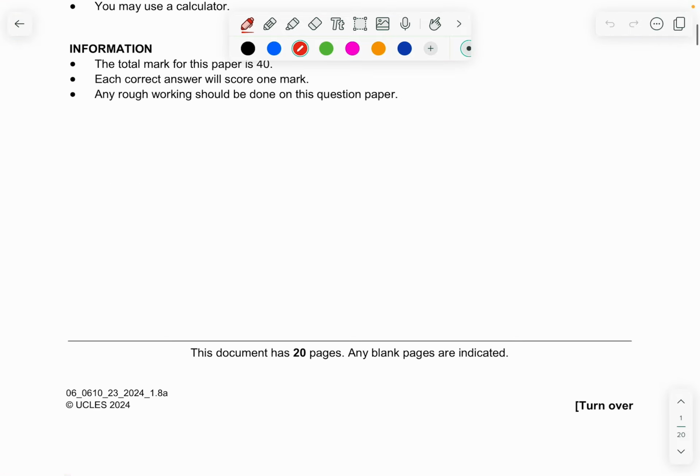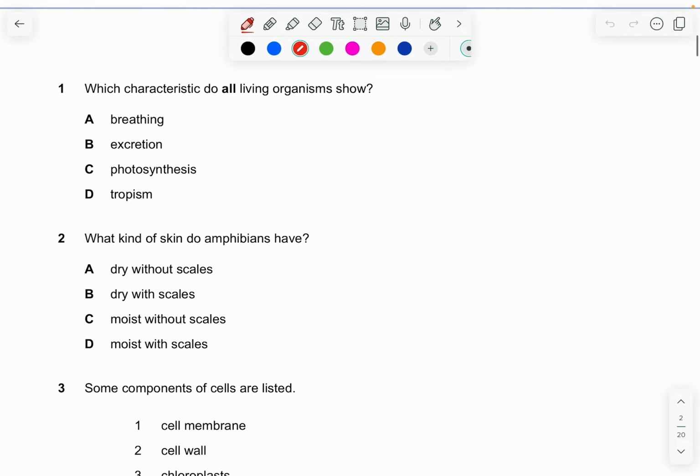So let's start off with the first question. Question number one, which characteristics do all living organisms show? This is a really easy question. It's just looking back at your Mrs Gren again, and then you try to find out whether it is part of it. So we have movement, respiration, sensitivity, growth, reproduction, excretion, and nutrition. I mentioned excretion, which is part of the answer. So the answer is B.